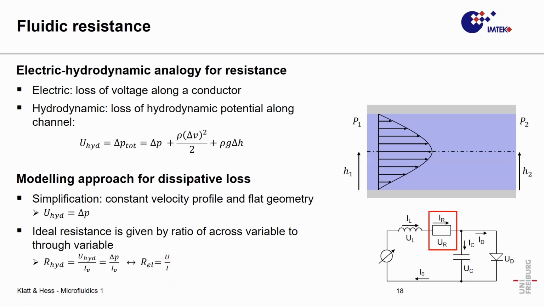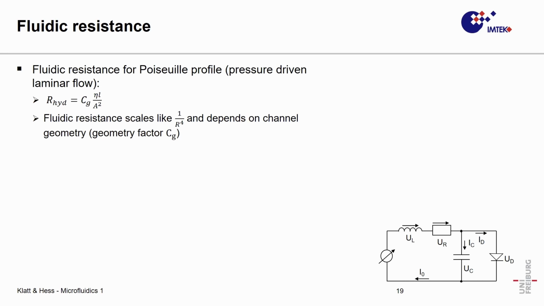Usually, you would like to relate the hydrodynamic resistance of your network element to the channel characteristics, such as the cross-section or the length. And for Poiseuille flow profile, that means you have laminar flow in a pressure-driven channel, this can be done using this formula. In general, you can say that the fluidic resistance scales like this, and it depends on the channel geometry. And the channel geometry is represented by this geometry factor right here.